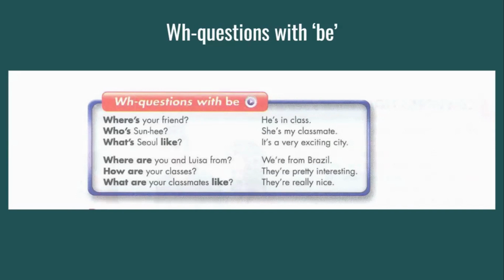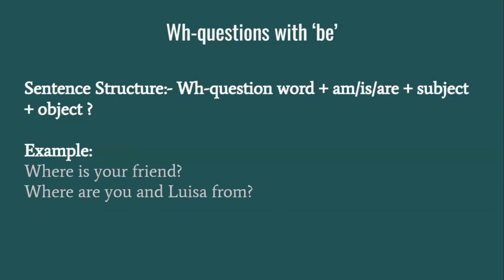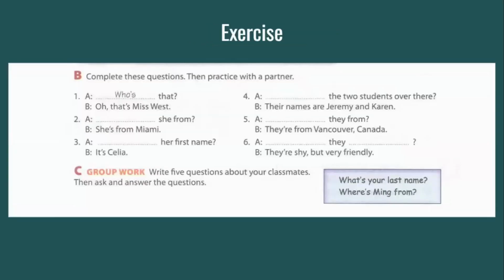So with singular, if I'm asking about a singular thing, I will use is. And if I'm asking about plural things, then I will use are. Same subject verb agreement. We just need to remember the sentence structure. We start the sentence with a WH question word. Then we have am, is, are. Then we have the subject, which we will be agreeing to. And then we have an object and the question. Where is your friend and where are you and Louisa from? Okay, try doing this exercise again.